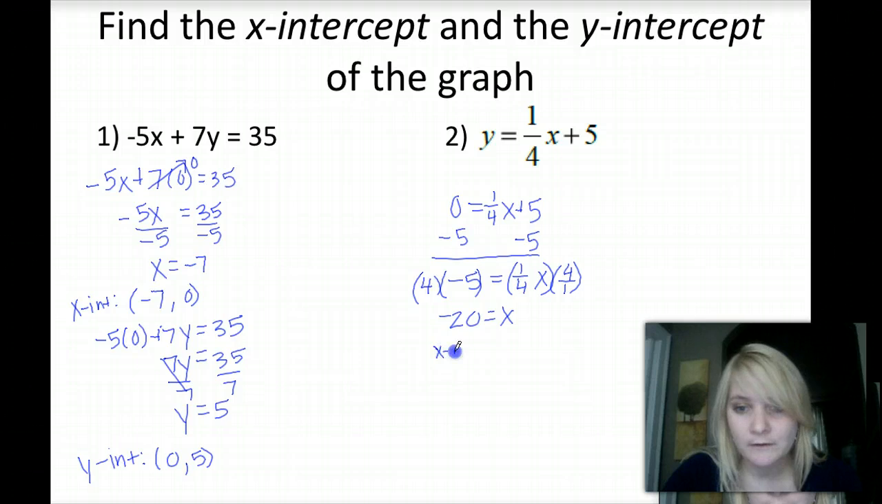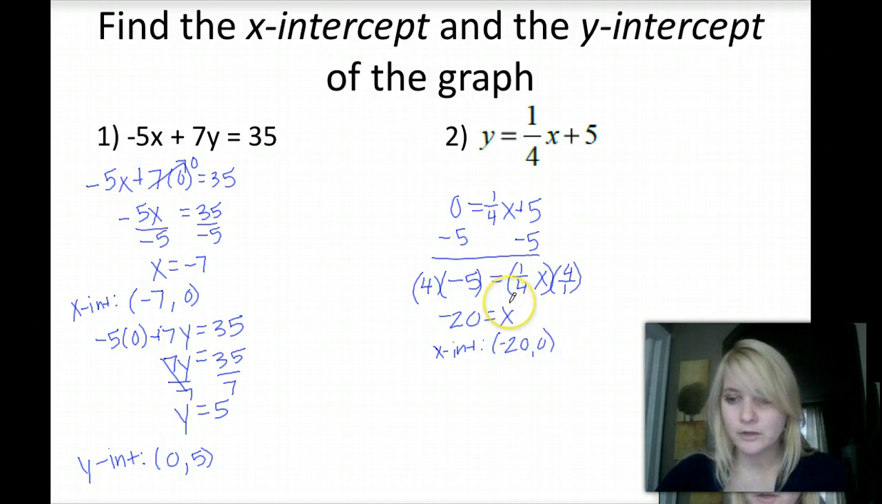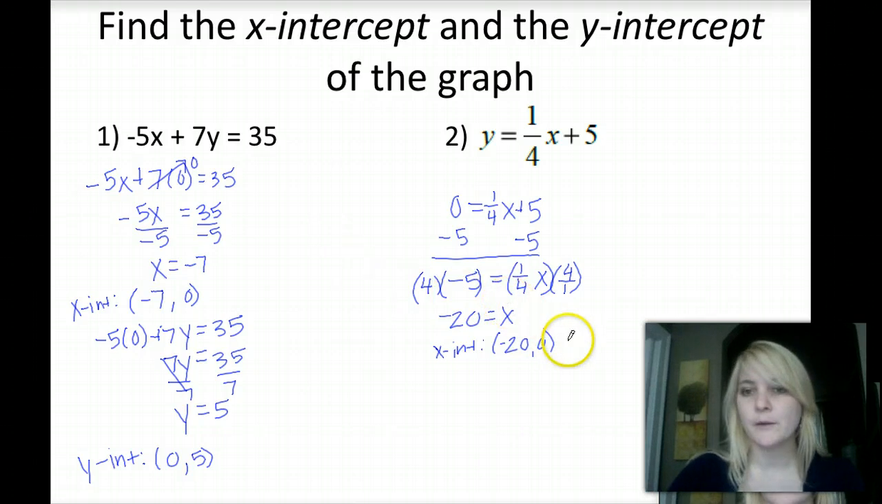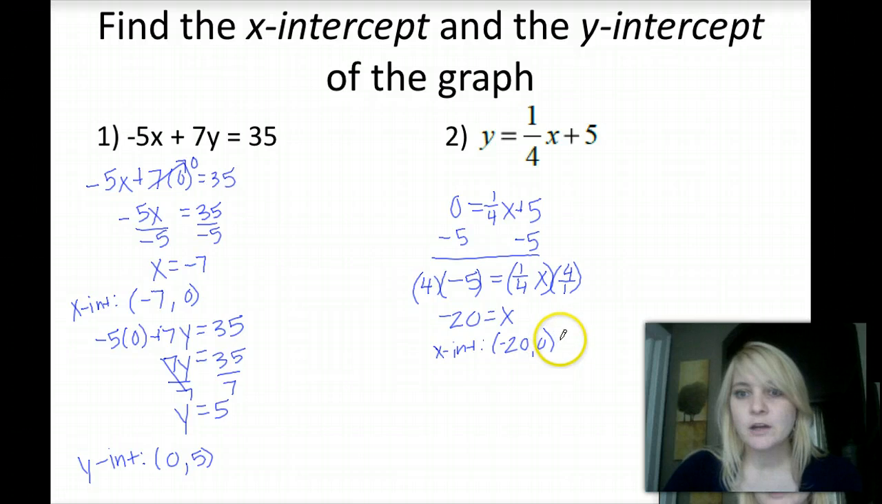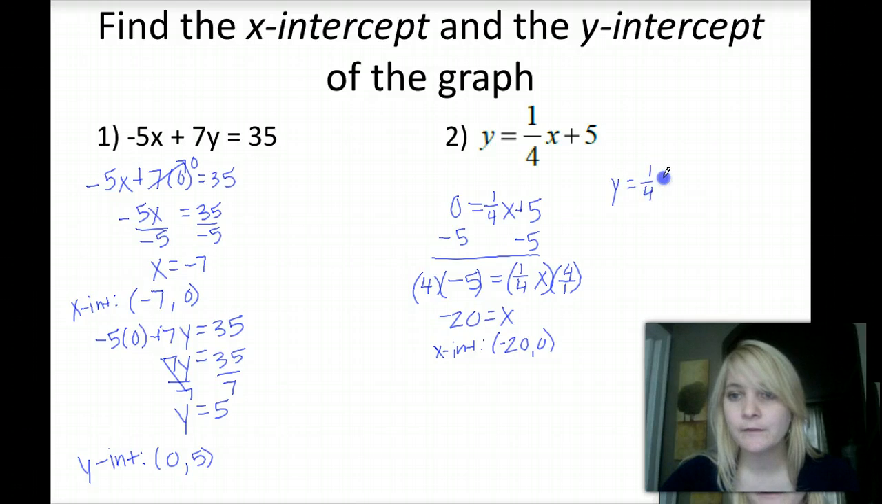So our x-intercept is negative 20, comma 0. Because once again, it's the value of x when y is 0. Now to find our y-intercept, we're going to substitute 0 in for x. So we'll get y equals 1/4 times 0 plus 5. 1/4 times 0 is 0, so we're left with y equals 5. So our y-intercept is 0, comma 5.